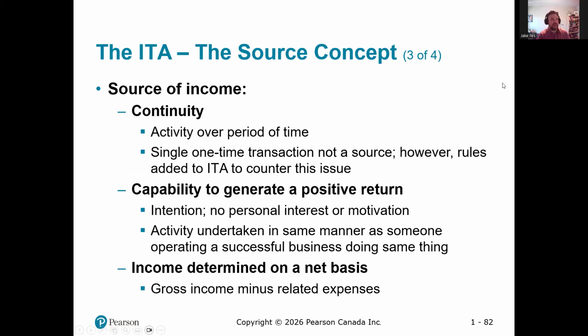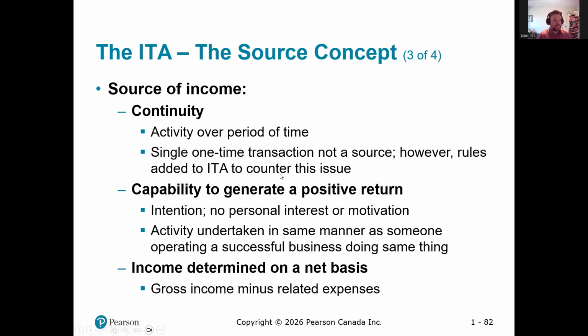So, how do we define what is a source of income and what is not? I've mentioned several times continuity is one of the biggest factors they look at. So, for something to be continuous, it has to be continuous activity over a period of time. So, more often than not, single one-time transactions are not a source.